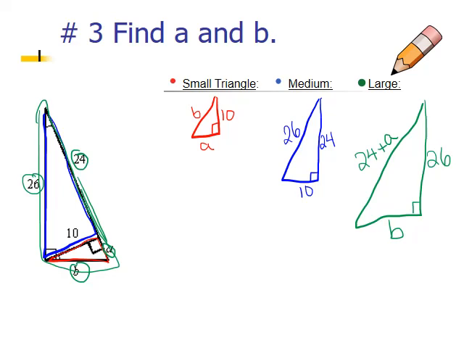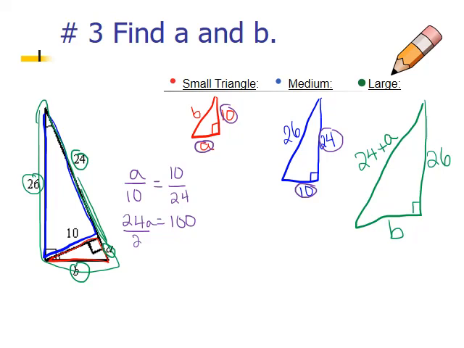So if we look at the small triangle and the medium triangle, we can compare A and 10, the short leg, and 10 and 24, the long leg, in order to solve for A. So let's set that up as a proportion. A over 10 is equal to 10 over 24. So from here, to solve for A, all we have to do is cross multiply. A times 24 is 24A. 10 times 10 gives me 100, so 24A is equal to 100.